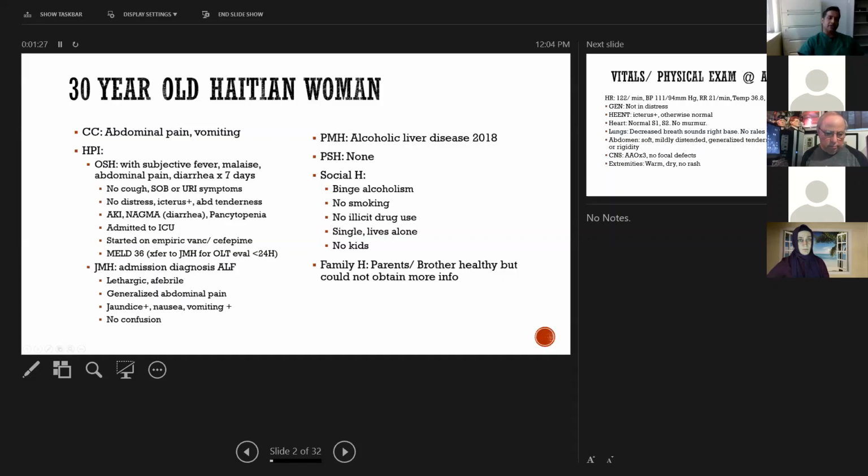The patient came to Jackson Memorial within a day, and her admission diagnosis was acute liver failure. She was lethargic and afebrile on admission. She did complain of generalized abdominal pain. There was no focal point. She did have jaundice. She complained of profound nausea and intermittent vomiting. She didn't have any confusion up until that time.